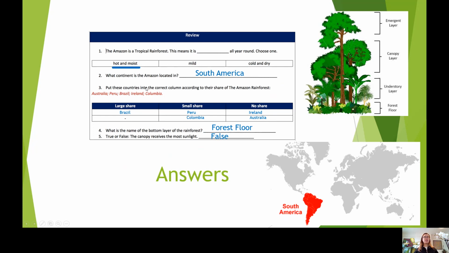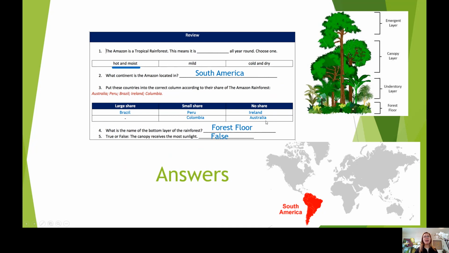Question 3, put these countries into the correct column according to their share of the Amazon rainforest. Brazil has the largest share of the Amazon rainforest, as we learned last week. Peru and Colombia are 2 other countries in the continent of South America that contain a small share of the Amazon rainforest.